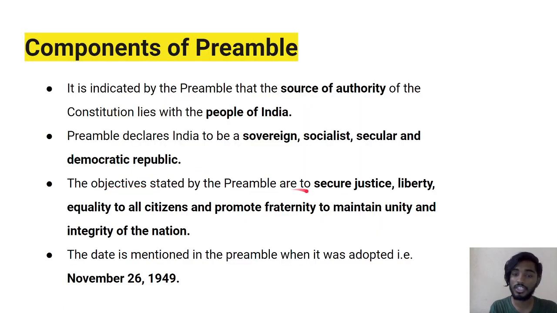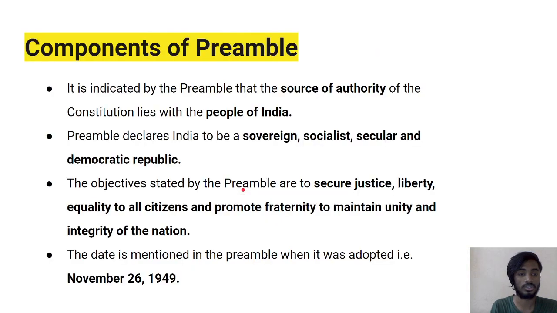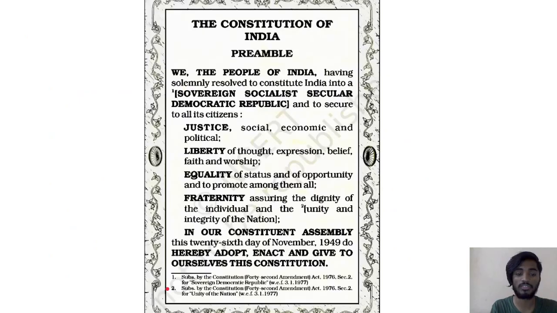And the objectives stated by the preamble are to secure justice, liberty, and equality to all its citizens, and promote fraternity and to maintain the unity and integrity of the nation. And this is very well mentioned in the preamble of the Indian Constitution. And the date when it was adopted is mentioned in the preamble, that is 26 November 1949.